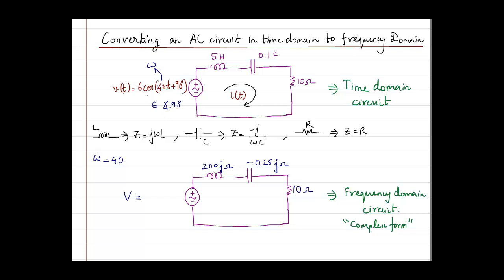Remember, if this is not cos, if this is sine, then it is totally different. I have already taught this in phasors. If you are having any confusion, go back to the phasor and re-watch it, and then you will understand. So right now, from here, we can directly write 6 angle 90 degree. And then I am having a current, again it is I of t, but in frequency domain I will write it as capital I. This is the conversion.